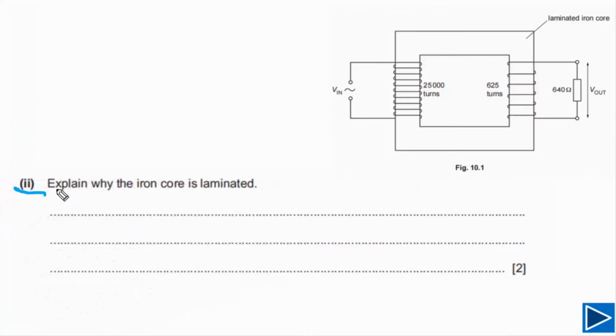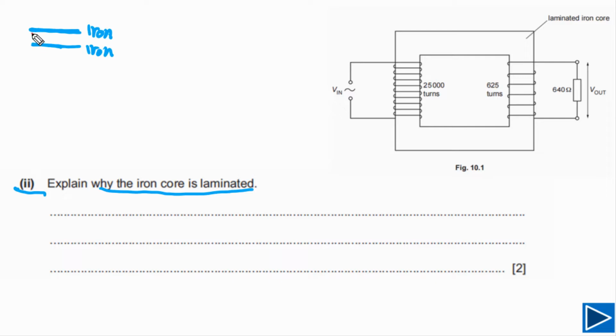For the second part, we need to explain why the iron core is laminated. First of all, let's try to understand what is meant by laminated. Laminated means that we have one layer of iron, then one layer of insulating material, then another layer of iron. And between these two layers, we have a layer of insulating material.